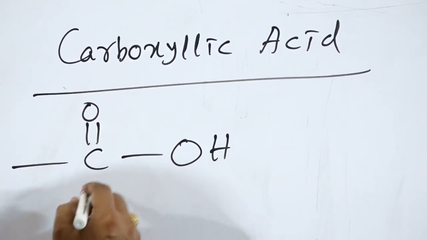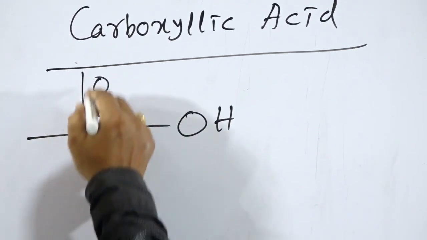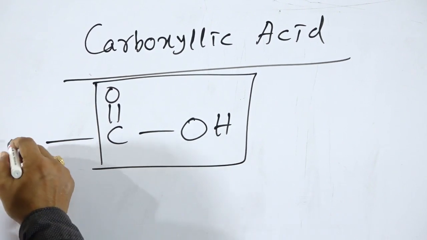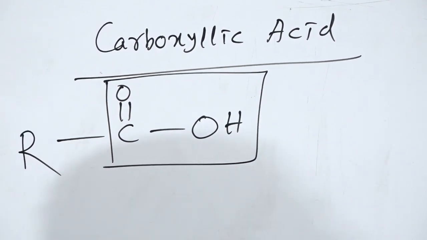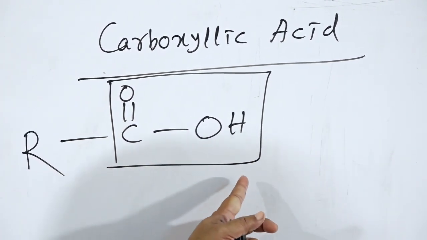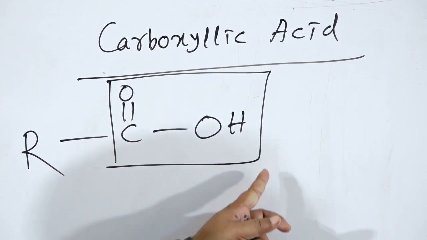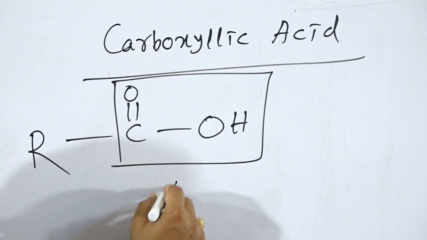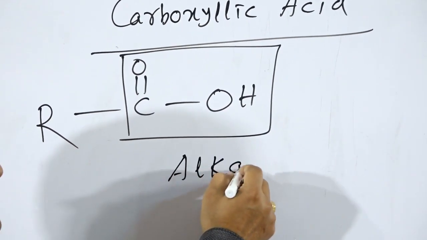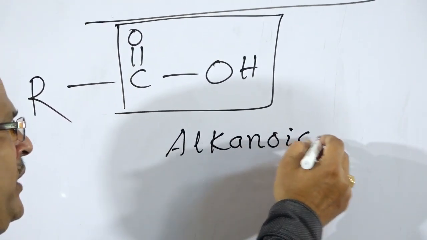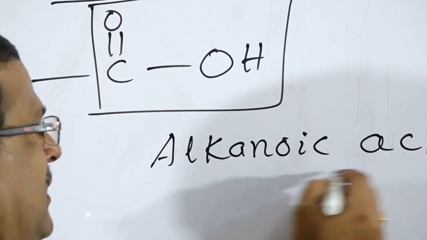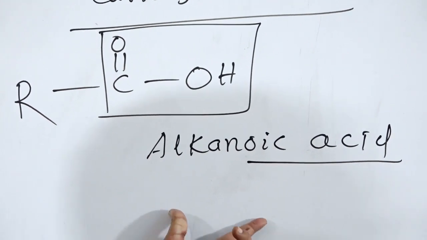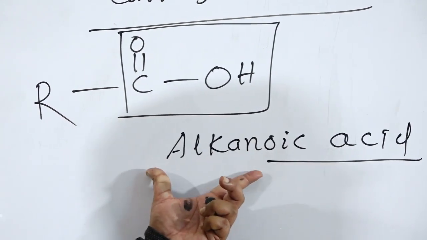This group is COOH, the carboxylic acid group, and the compound RCOOH is the formula for a carboxylic acid. Carboxylic acids are named as alkanoic acids, ending in "oic acid". This is the IUPAC naming of this compound, alkanoic acid.